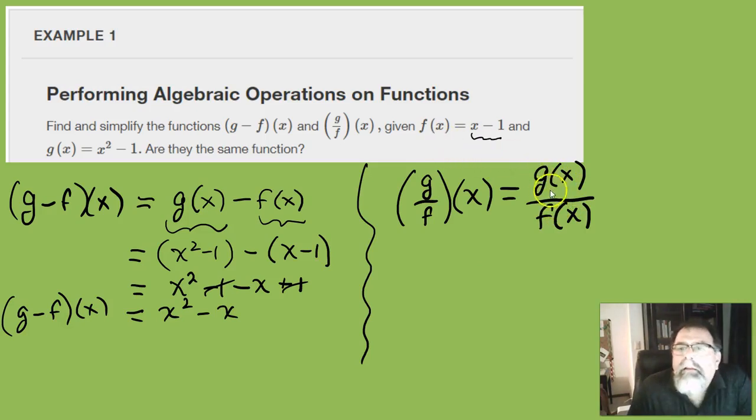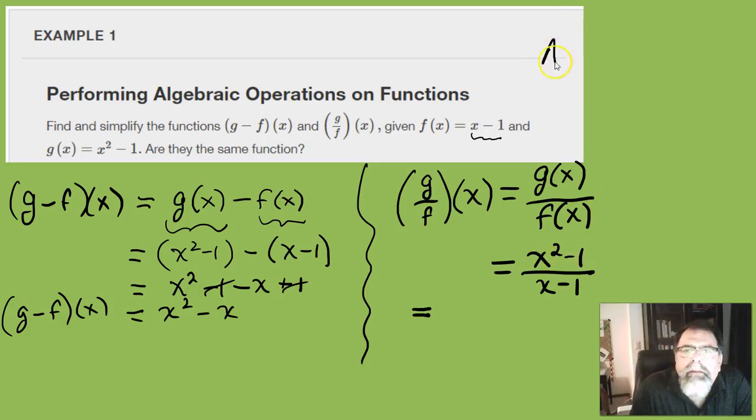Well, first we have to substitute in g of x, which we know is x squared minus 1, and f of x, which we know is x minus 1. And then simplify this if you can. So I'm going to factor the top. That's our difference of squares.